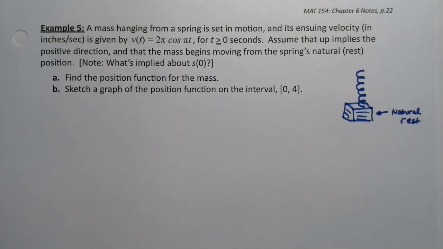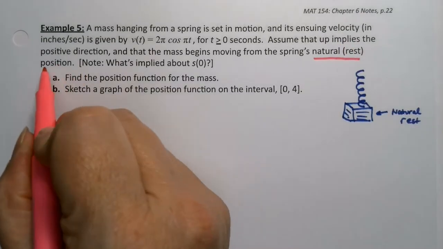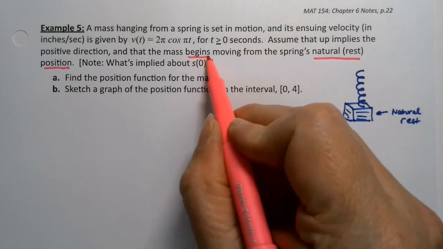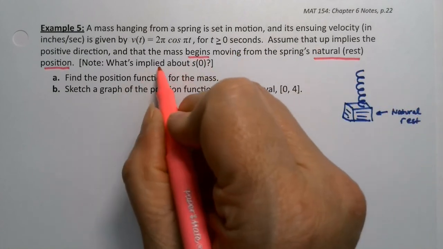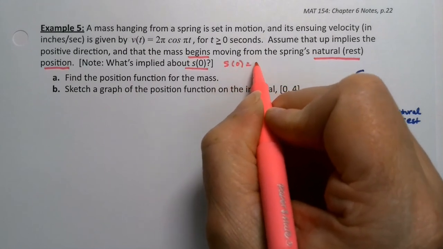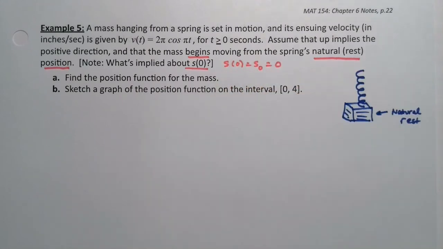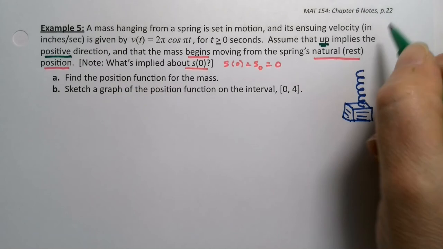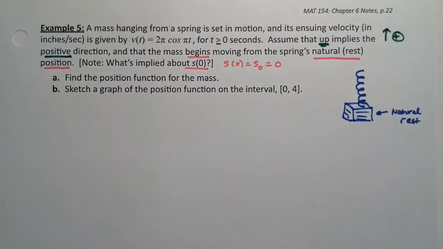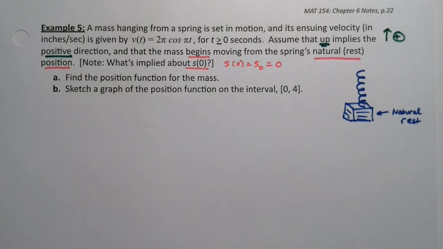So they gave us a couple pieces of information, and I don't want to let one of them go by. That natural rest is letting us know that it begins moving from there. So that means that s of 0, which is s sub 0, is 0. That's what they're telling us, that it begins from that natural resting position. So that'll be useful. And they also let us know that up implies positive, which is not entirely surprising, but it's good to know. So up is positive.